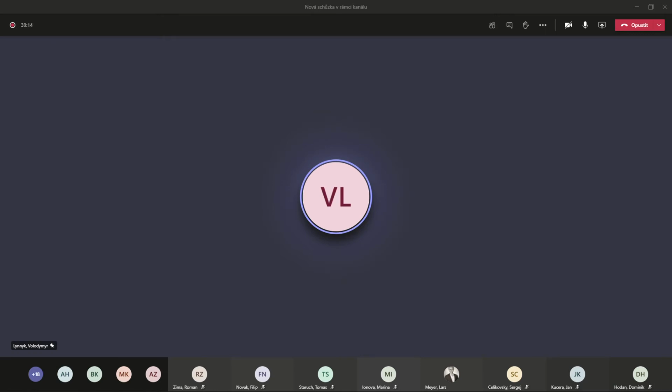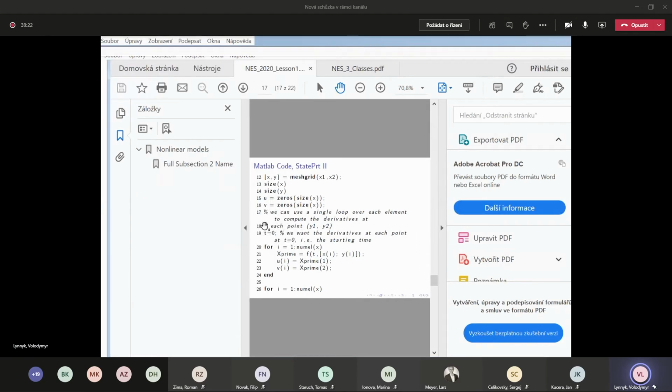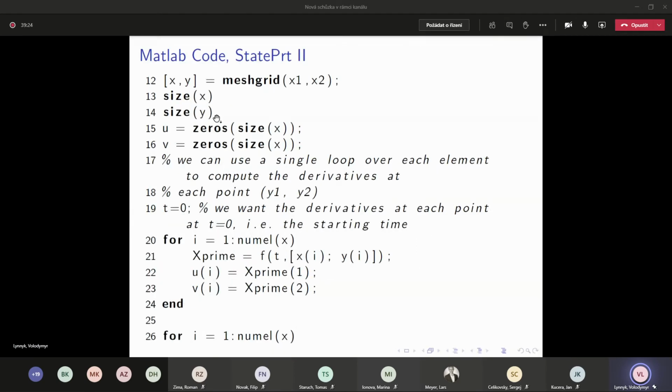Now we come back to the presentation. Yeah, this one. Okay, this is a MATLAB code. I put this MATLAB code on Moodle, and you can try at home to analyze different systems.